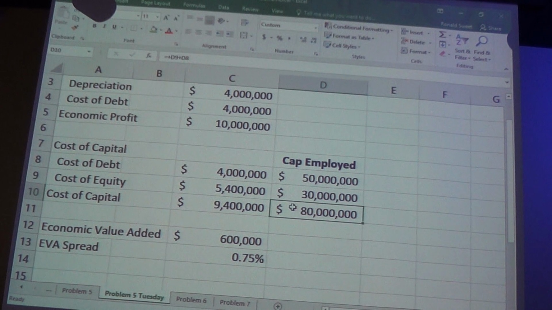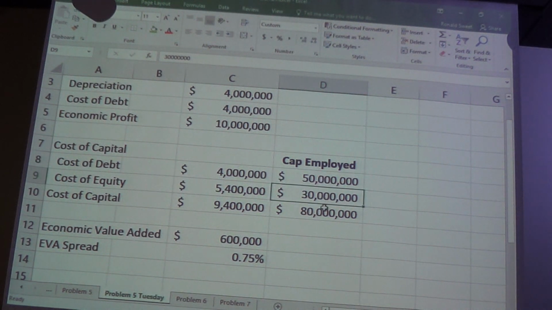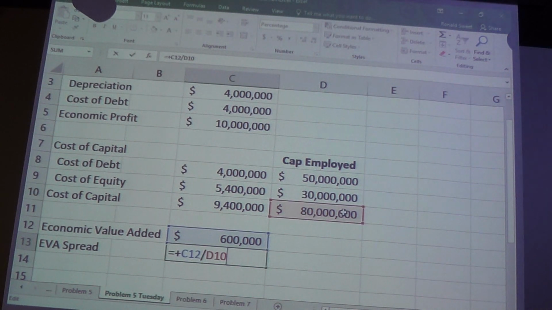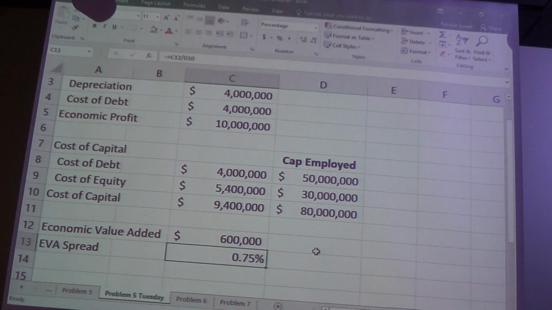How do you get the spread? Huh? How do you get the spread? So the spread is, that's why you need this capital employed. She borrowed $50 million and you used $30 million of her own money, so that's $80 million. So you take the EVA and divide it by that $80 million. All right? So that's 75 basis points. Other questions on this one?